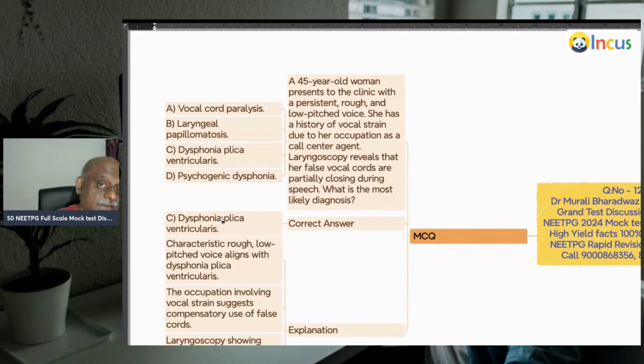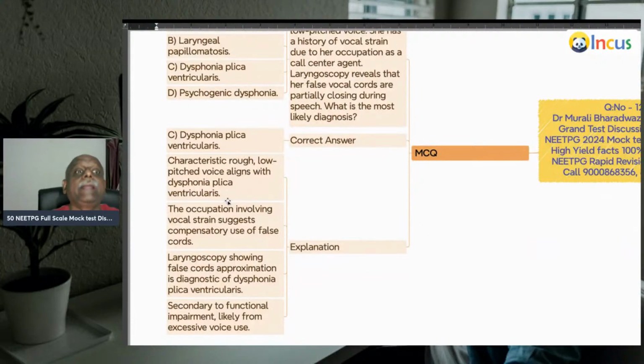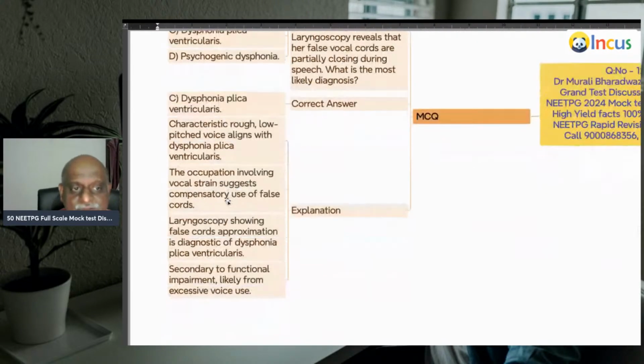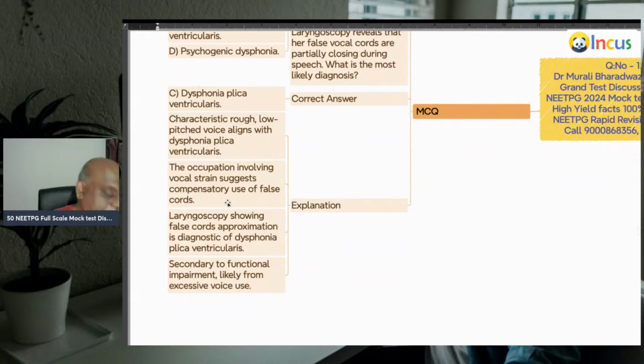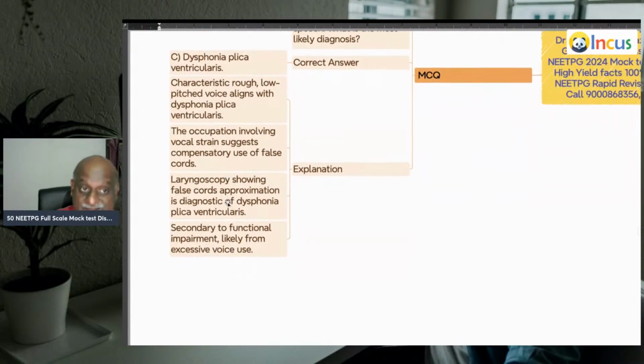45-year-old, persistent, rough and low-pitched voice, history of vocal strain, false vocal cords are partially closing during speech. It's called dysphonia plica ventricularis, where rough, low-pitched voice aligns. Typically, those who have vocal strain.